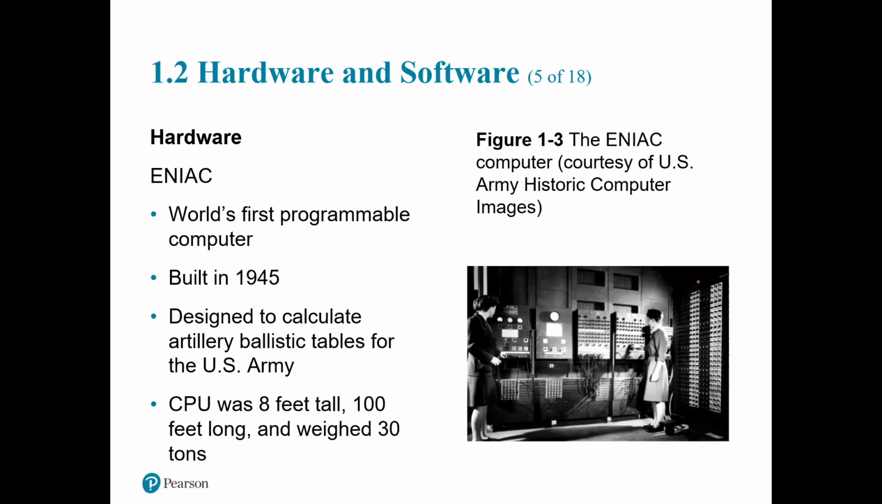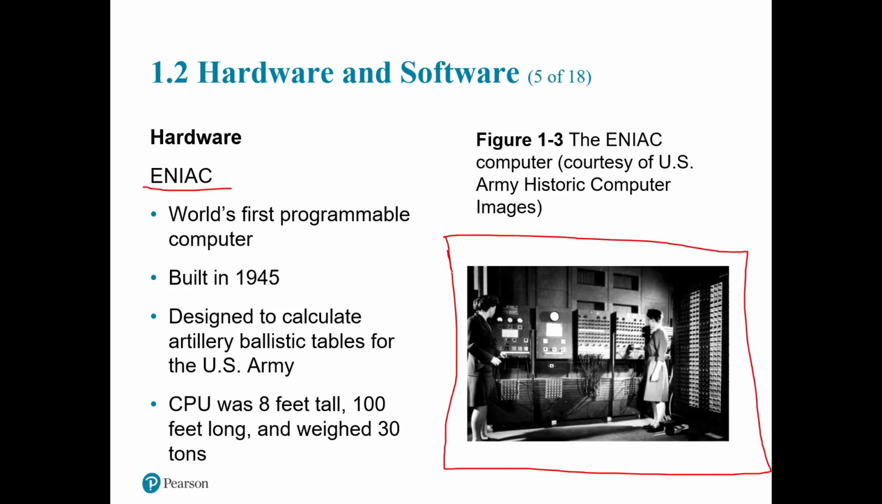This is the first programmable computer that we have here. The name is ENIAC, right here. It was built in 1945, and it was designed to calculate artillery ballistic tables for the US Army. And this is the CPU. This whole picture is the CPU.